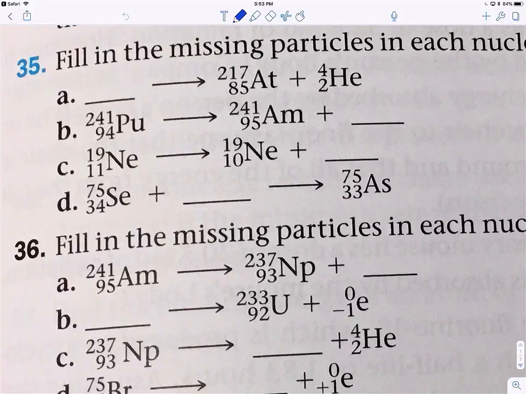So you will have to know how to do nuclear equations, and the way you do these is make sure the top numbers and the bottom numbers are equivalent. Meaning for this one, the bottom number is 85 plus 2, it's 87, and then the top number is 217 plus 4, this is then 221. Whatever element number 87 is, I don't know off the top of my head. Element number 87 is francium.